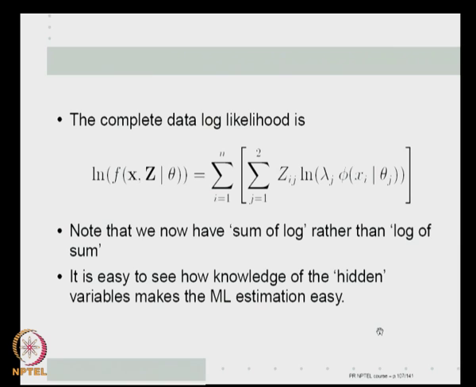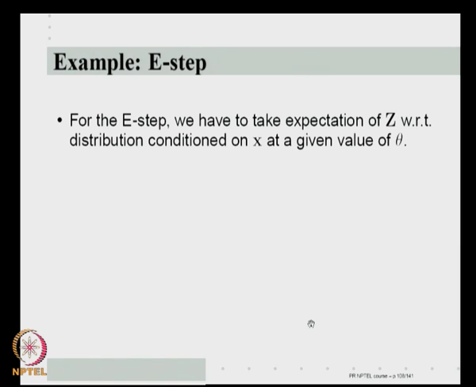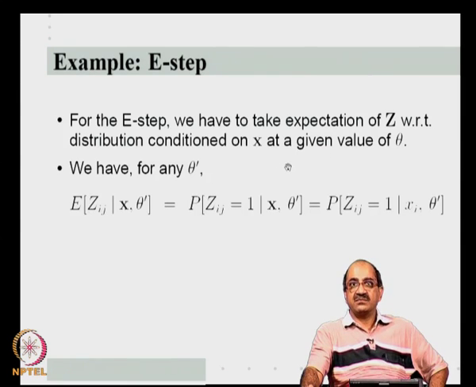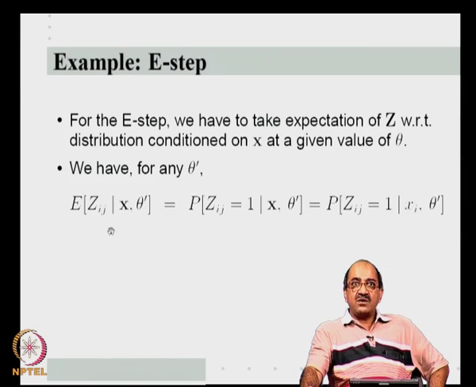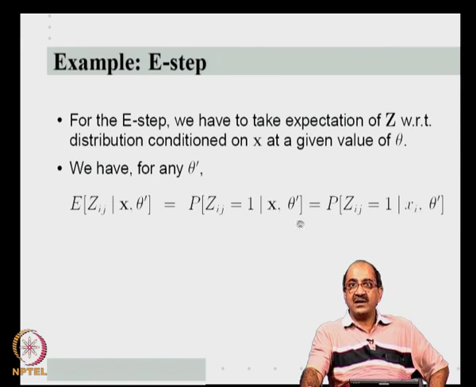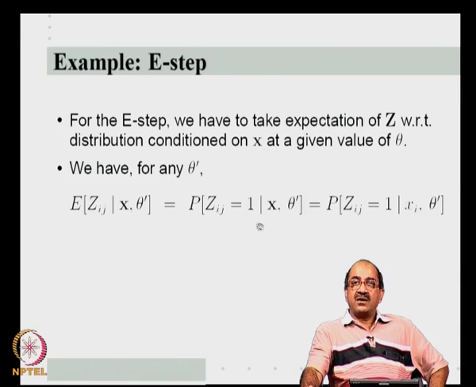All right. So, now let us do the E step. In the E step, we have to take the expectation of z with respect to the distribution conditioned on x at a given value of theta. So, what is the expected value of zij conditioned on x and some theta prime? zij is a binary valued random variable, so its expectation will be the probability that it takes value 1. So, it is the same as the probability zij equal to 1 conditioned on x and theta. Now, x1, x2, ..., xn are IID, and hence zij only depends on xi, it does not depend on the others. So, this is the probability zij equal to 1 conditioned on xi and theta prime.